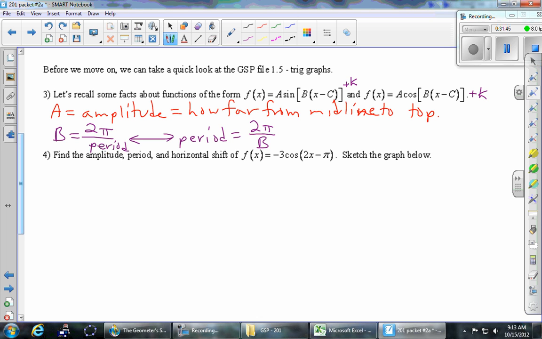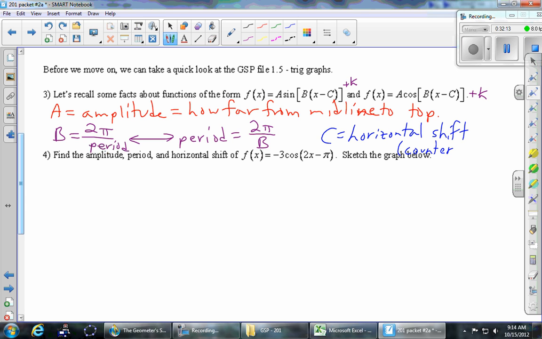Okay, next we have C. Does C have to do with a vertical thing or a horizontal thing? It's horizontal. It's inside. It's near the X, so it's horizontal. We've already talked about the horizontal stretch. That has to do with B. C is called the horizontal shift. Yeah, counterintuitive. I'll write that. That's a good thing to remember.